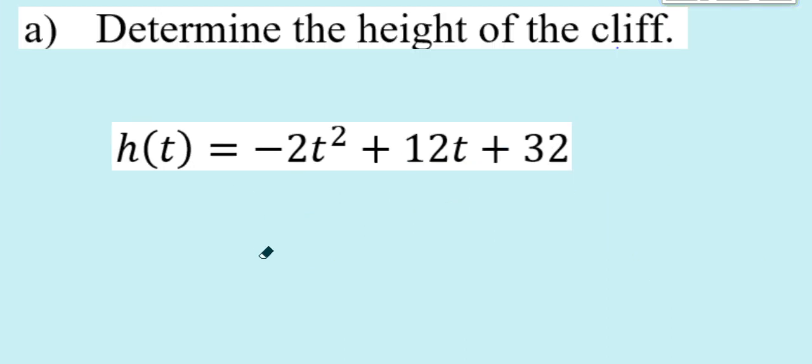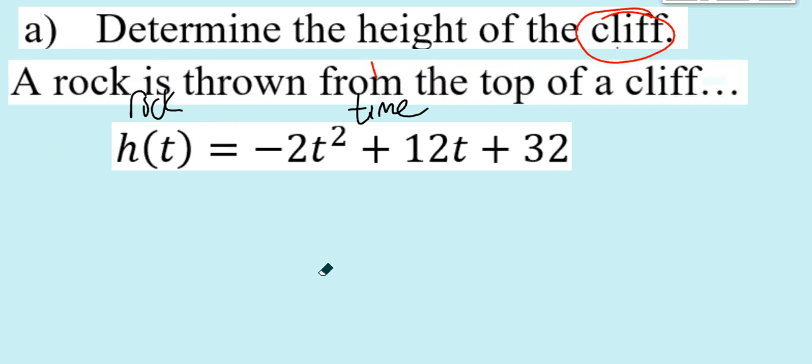It says, determine the height of the cliff. Now, what's sort of weird is that this is an equation that measures the height of a rock. So it measures the height of a rock against time, and now I'm asked to find the height of a cliff. So it might seem weird at first, but if you reread the question, it says that a rock is thrown from the top of a cliff.